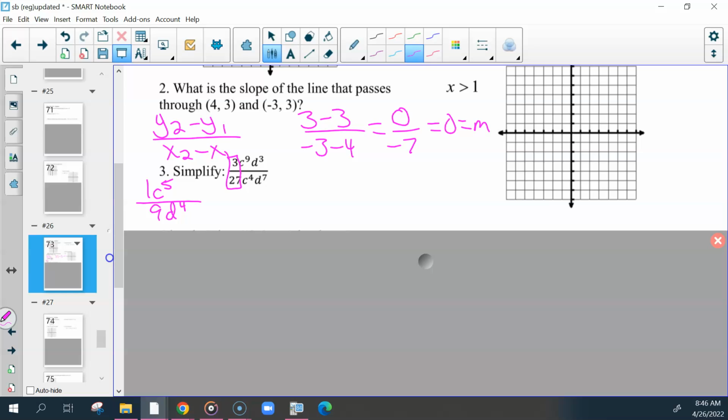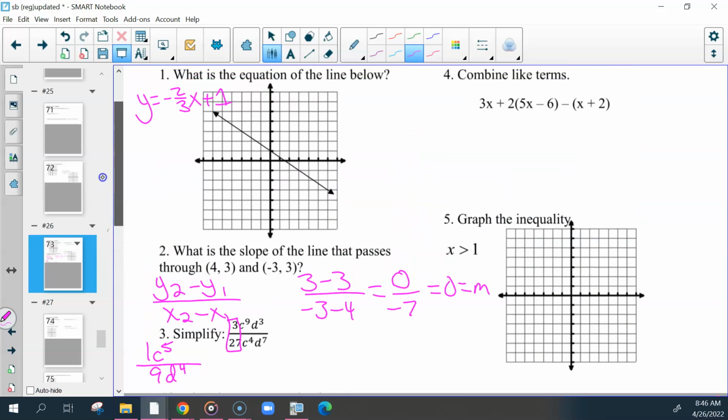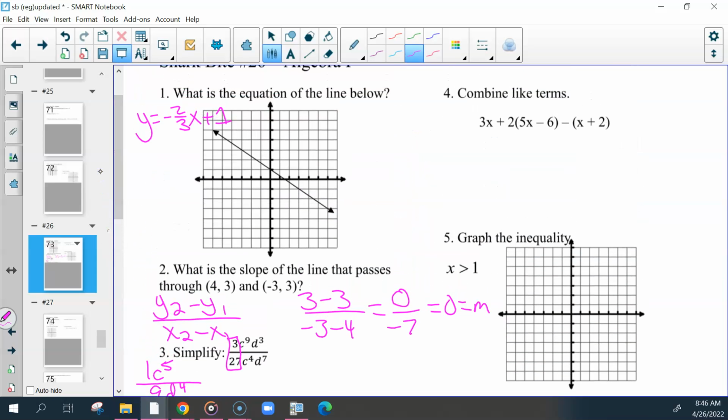Questions on those so far? Number 4 was a combined like terms, so distribute. We get 3x plus 10x minus 12 minus x minus 2.